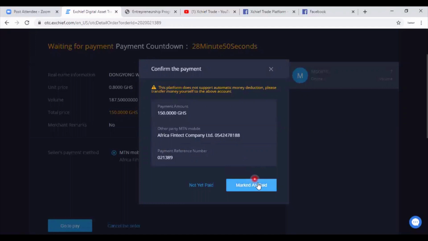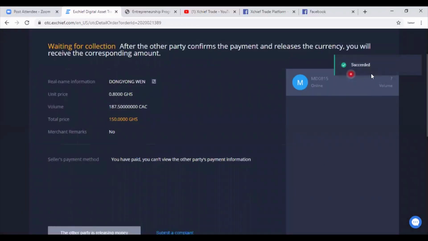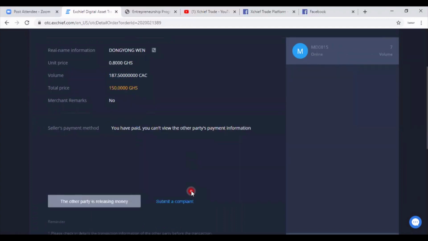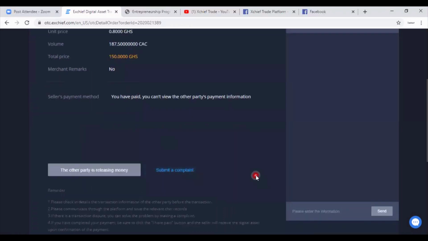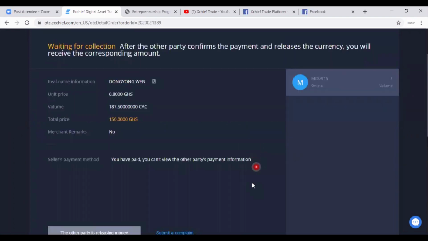And once that is done, you can click on mark as paid, and you also have this feedback displaying. Once this is done, the seller is notified in his back office that a payment has been made to his account, and then the stock in question is released into your account, and the transaction is completed. So this is how to buy an order from the OTC desk, and it's quite straightforward. You only have to follow the process step by step, and you shouldn't have any problem.